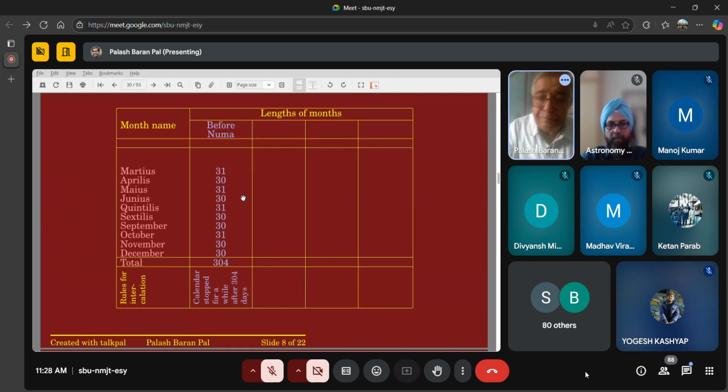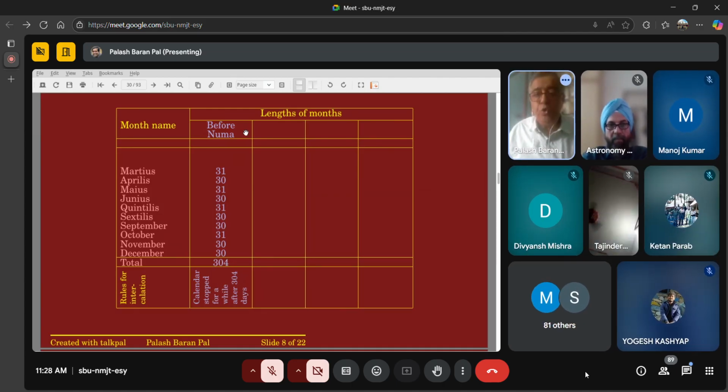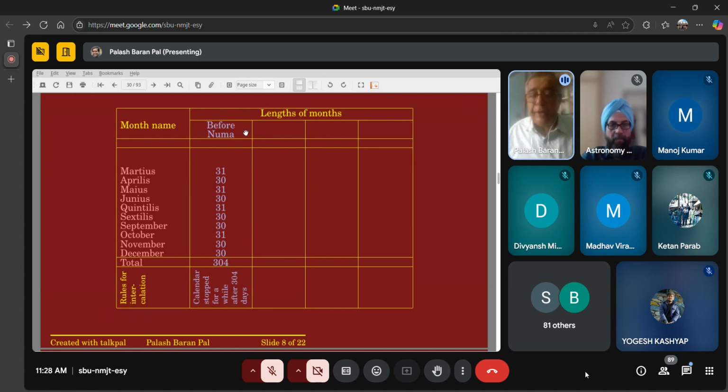So, how was the calendar? Let's start from before around 700 or 750 BC. Around that time, there was a ruler in Rome whose name was Numa Pompilius. Before him, how was the Roman calendar? The year started with a month called Martius. You will recognize it by the English name March. It had 31 days. And then Aprilis, 30. Maius, Junius. These four are names of different gods and goddesses.